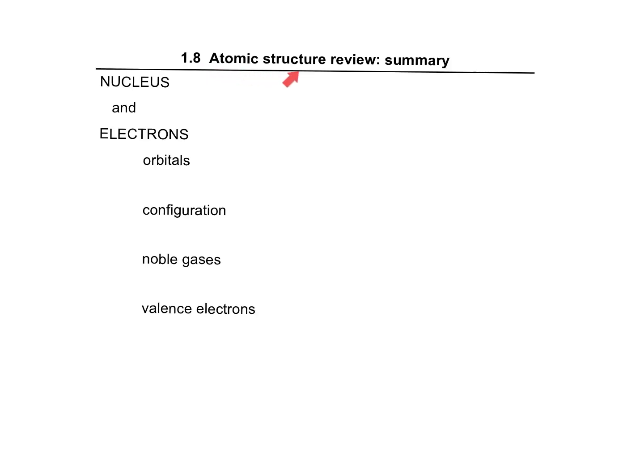So as we close out our brief review of atomic structure, remember we want to think about the nucleus compared to the electrons. In the nucleus, we are talking about protons, which have a positive charge, and neutrons, which have no charge. And we also have to be aware of the fact that there are isotopes, which would be different atoms of a particular element that have a different number of neutrons.